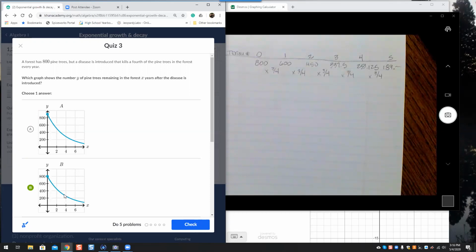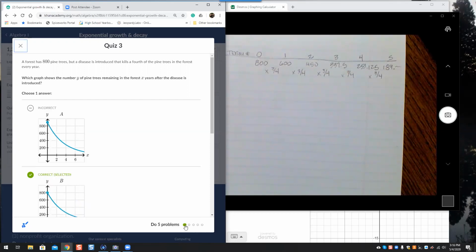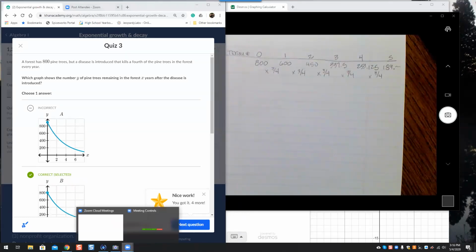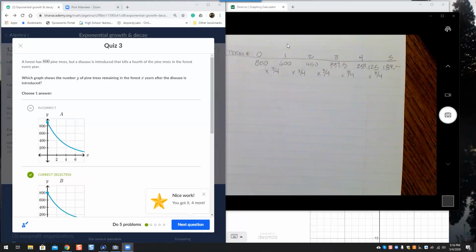300 would be about halfway right here. So I'd say this is probably about 253.125. At 5, we should have something pretty close, maybe a little less than 200. And yeah, 5 was 189. So I would say this is the right graph. Check. Do I get to check this? Oh, and yes, I do get to check it. Okay, I'm going to stop and do another problem for you.